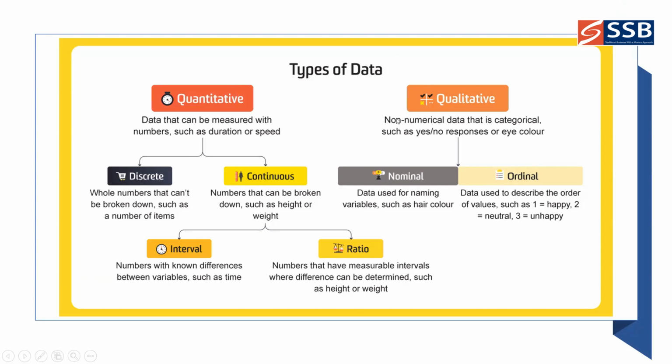And coming to the qualitative aspect, as I told you, there is no numerical data, non-numerical data we are going to represent. So basically, we're going to have nominal and ordinal data. Nominal is data used for naming variables, like gender or hair color. Ordinal is data used to describe the order of the values, such as happy, unhappy, neutral, satisfied, not satisfied, partly satisfied. All these are said to be ordinal data.